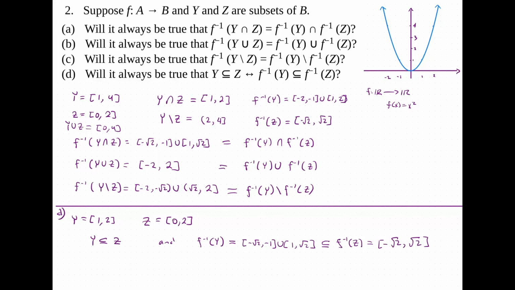And so here we have it. We have y is the set [1, 2]. Z is the set [0, 2]. So of course, y is a subset of z. The inverse image of y is going to be [-√2, -1] union [1, √2]. So what we had over here. And then the inverse image of z is the same as before, [-√2, √2]. So this seems to be implying that D is true.